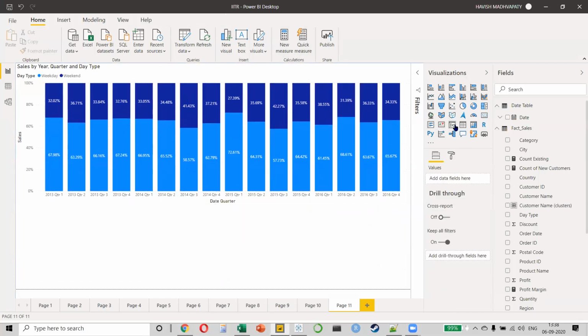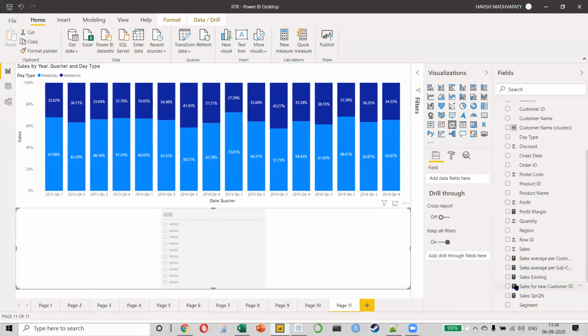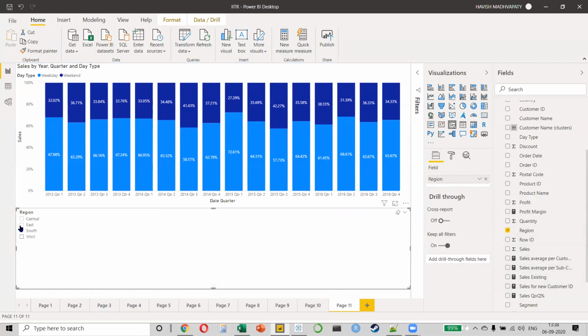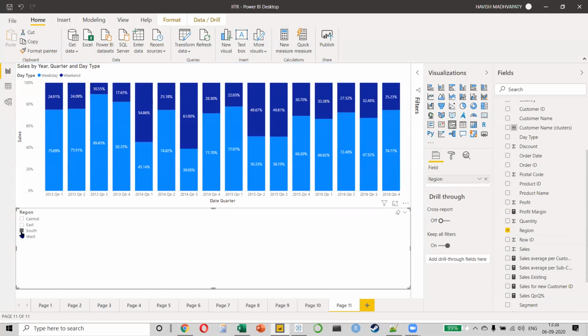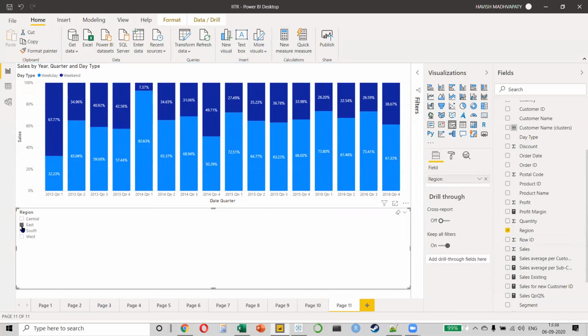So I will make a slicer for my region. You would notice here that I can actually click on every region to see for every region. Do you see how different they are? Like if you look at the East region, do you see this? In 2014, only 7% of sales came from weekends, which basically tells me, as a marketing person, that I should not put any effort into weekends because in any case, people are not coming. Or it might tell me that I should put a lot more effort because people are not coming on weekends.